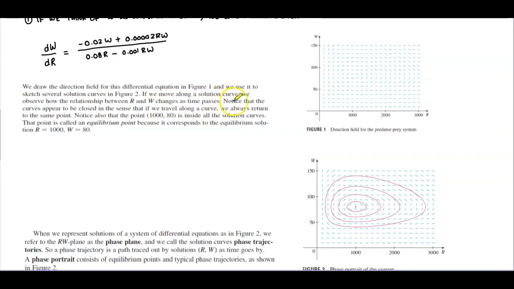if we move along a solution curve, we observe how the relationship between R and W changes as time passes. Notice that curves appear to be closed, in the sense that if we travel along a curve, we always return to the same point. Notice also that the point 1,000 and 80, which is right in the middle, is inside all of the solution curves. And that point is called the equilibrium point because it corresponds to the equilibrium solution where R is equal to 1,000 and W is equal to 80.